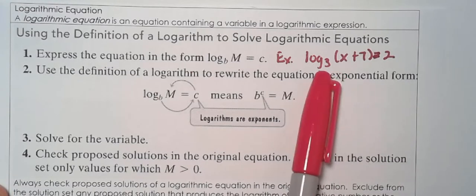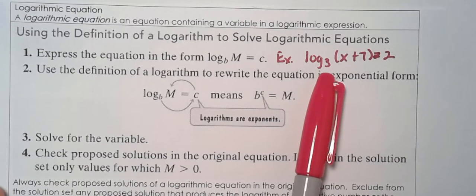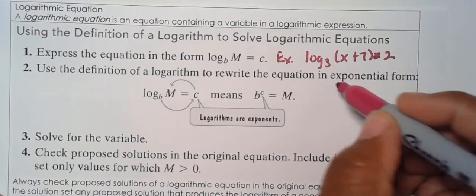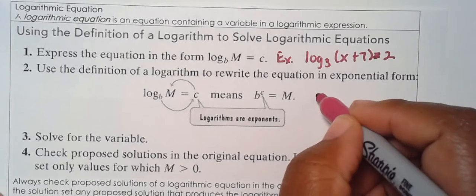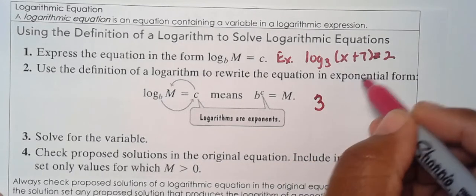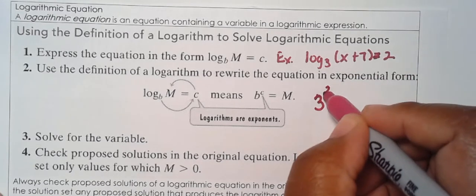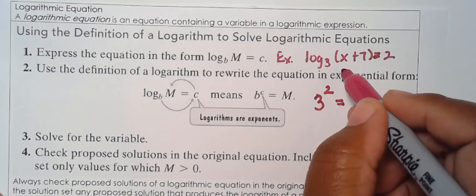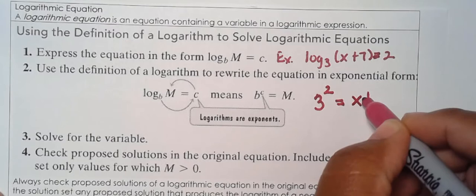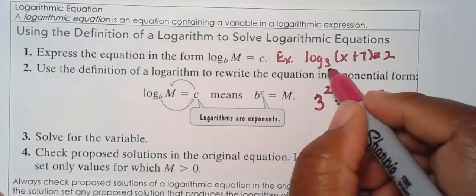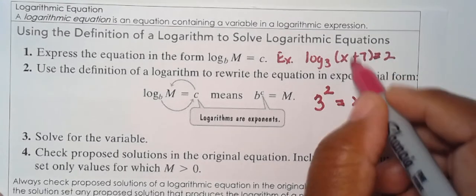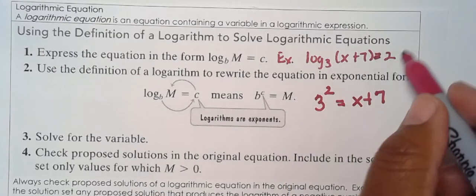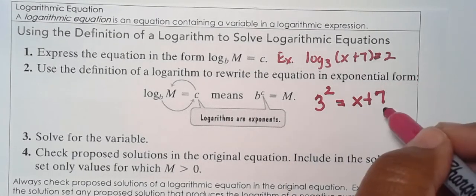So what we're going to do is take this logarithmic equation and write it as an exponent. Remember, identify the base. So you're saying 3, and then what is it equal to? That would be your power, the answer here, 2, equals the x plus 7. So we have 3 raised to the power of 2 equals our answer, x plus 7. This is how we would convert from log form to exponential form.